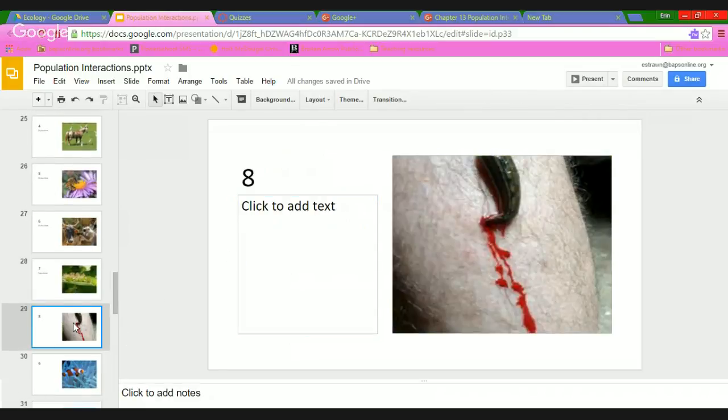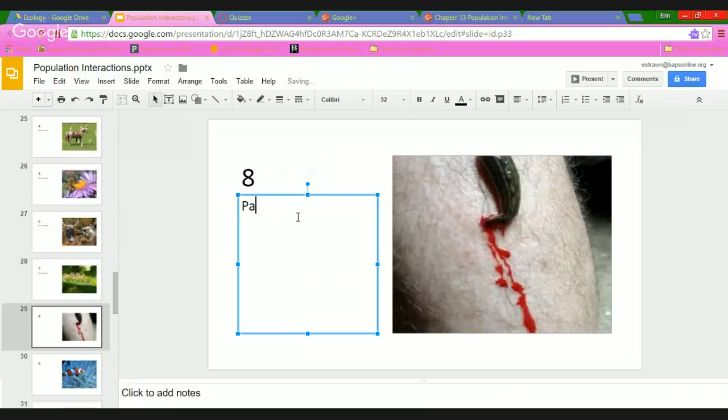Here we have a leech. You guys all know what a leech does. Go ahead and type in what kind of relationship you believe this is. Parasitism is correct. The leech is benefited while the human is harmed.